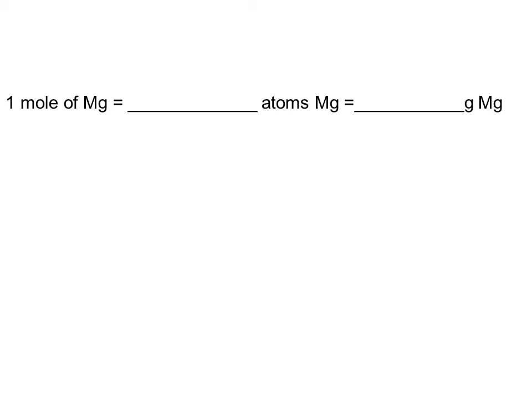So, for example, if I say you got a dozen donuts, everybody knows that's 12 donuts. So if I say you got a mole of atoms, everybody who's in chemistry knows that means you got that many atoms. And another thing, if you put that many atoms of the element magnesium on an electronic balance, it's going to weigh 24 grams. Now, how in the heck did I figure that out?